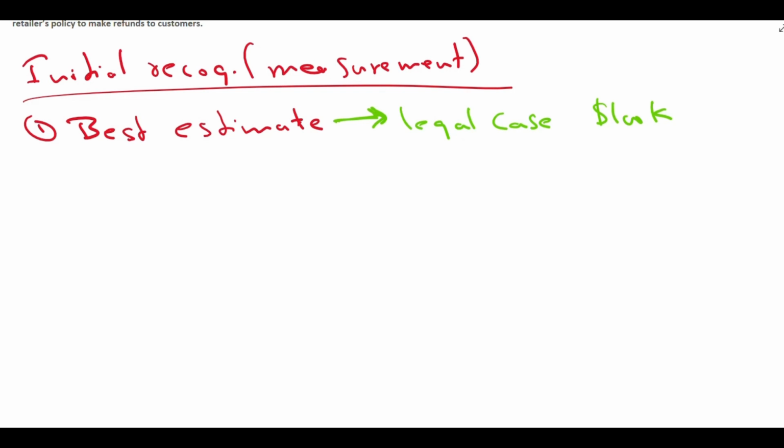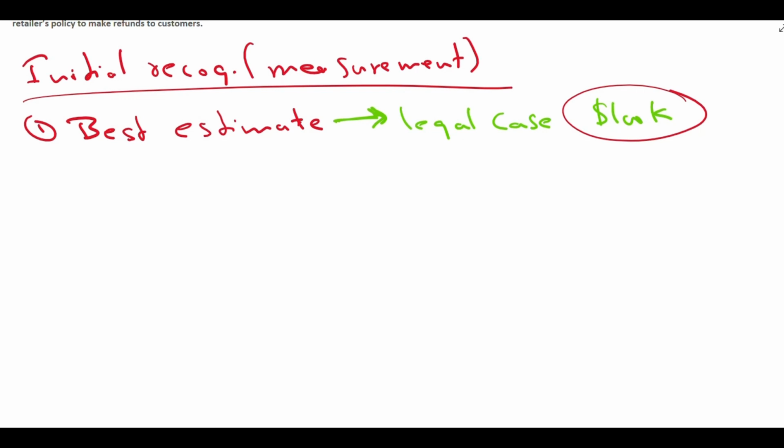If it is probable, then this estimate of 100K is reliably measured. If it is reliably measured and probable, and this is happening because of something the company has done in the past which was not correct, and it gives rise to a present obligation, then this has to be recorded as a provision for legal case. So this is one thing.